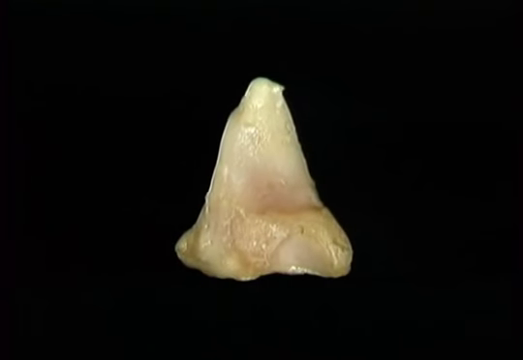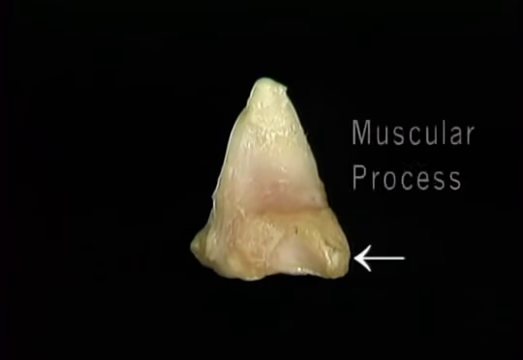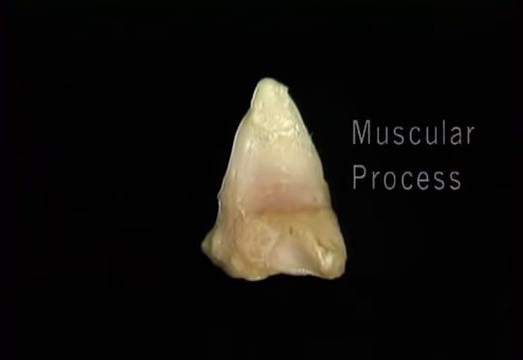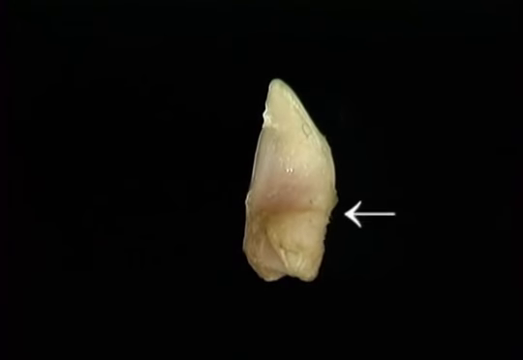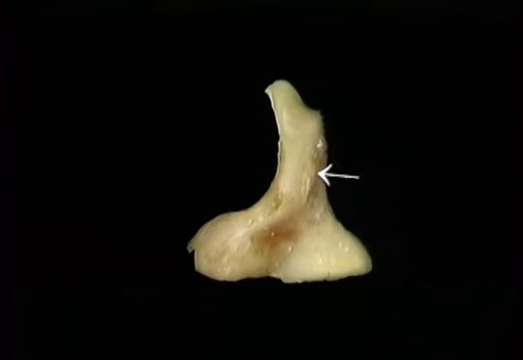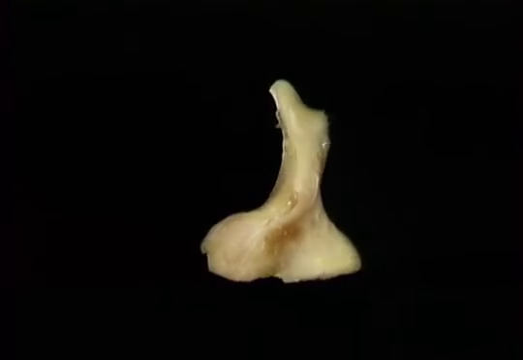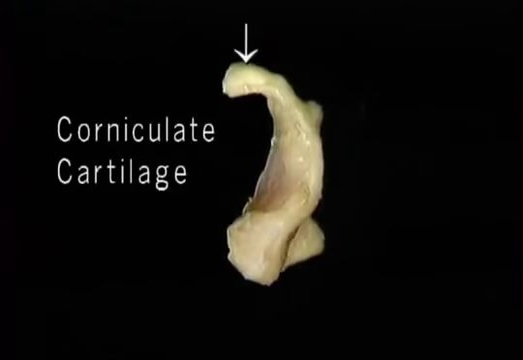Next to the articular surface, this projection on the lateral aspect is the muscular process. Muscles are attached to the muscular process and also to the lateral border and to this broad convex surface which faces forwards. The top of the colliculus is prolonged by this tiny corniculate cartilage which faces backwards.